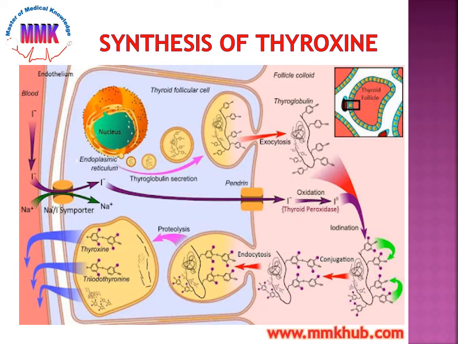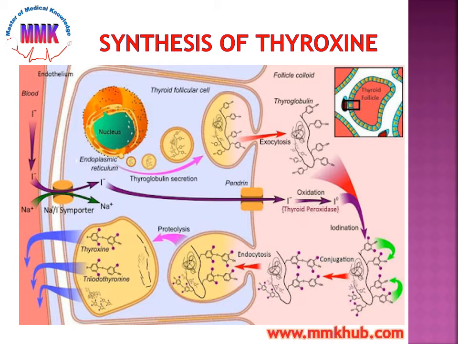This thyroglobulin is then carried from the colloid into the follicular cell by endocytosis. The thyroglobulin then fuses with the lysosomes and proteolysis occurs, which causes the release of T4 and T3 into the circulation, while the diiodothyronine and monoiodothyronine are released in the thyroid follicular cells.